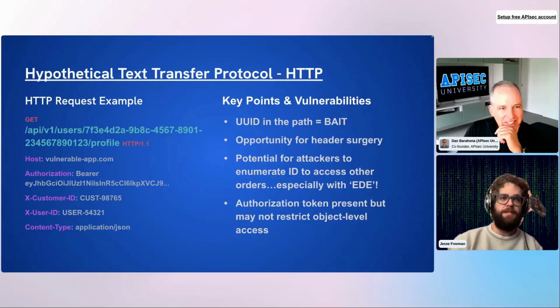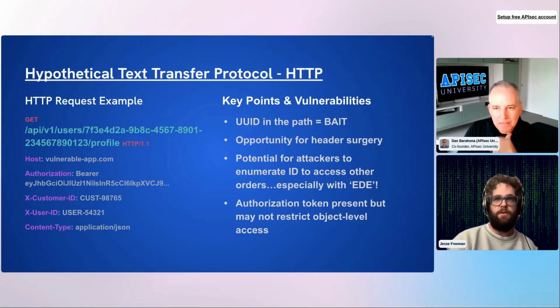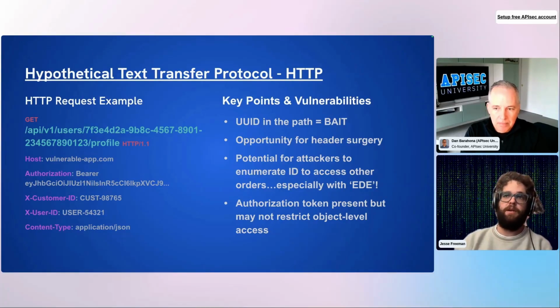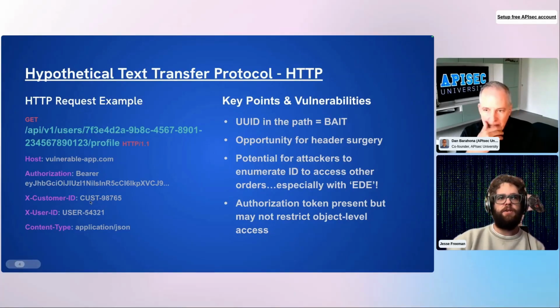This is a hypothetical HTTP request based on a story that was given to me by none other than Corey Ball about a real penetration test that he did very recently. The bait here for him was the UUID in the URL, just like the one we just saw with that vehicle UUID. Immediately it alerted him that there might be something going on here. He saw the opportunity for header surgery, which I'll get into later. And once he started examining it, he saw there are extra IDs in the header, user IDs, customer IDs. There's opportunity for enumeration here, right?